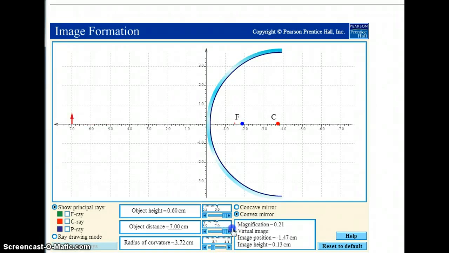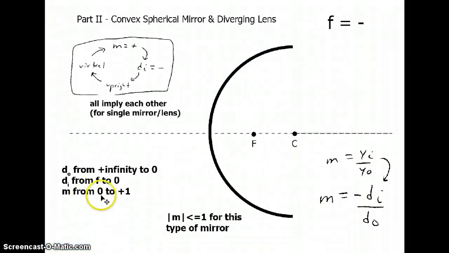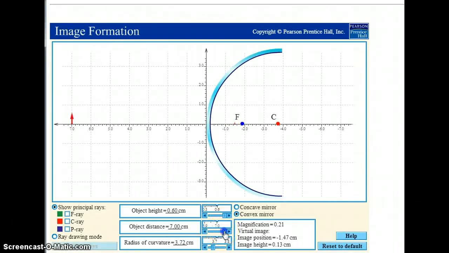So if you go back over to the results that we were just discussing, if you take the object very far away, this is unfortunately as far as I can take it, but if I could take this to infinity, then the image would be at the focus and the magnification would be 0. So that is the result right here. If the object is at infinity, the magnification is 0, and the image is at the focus, right there. So let me start dragging it in. I'll decrease the object distance.